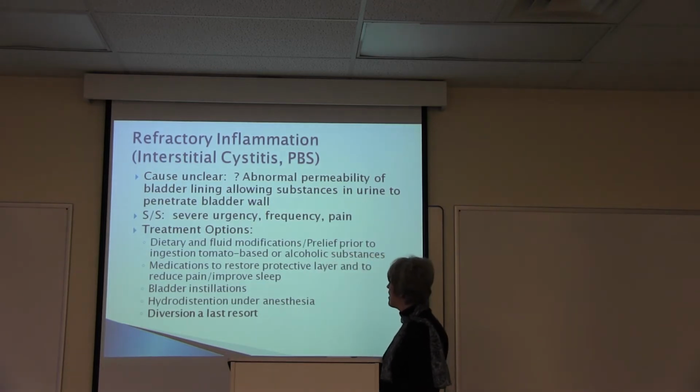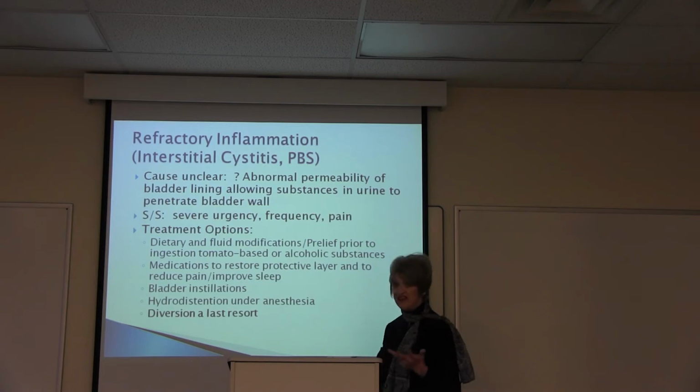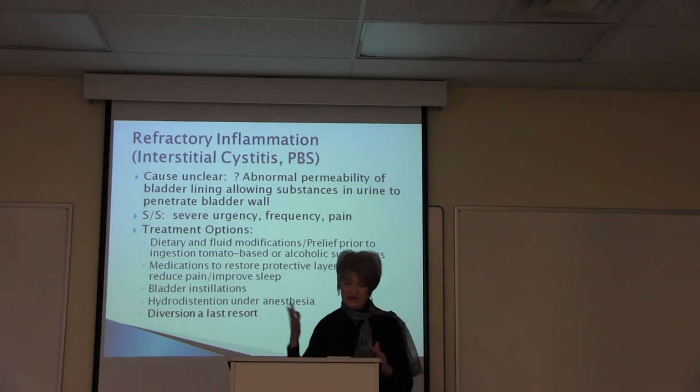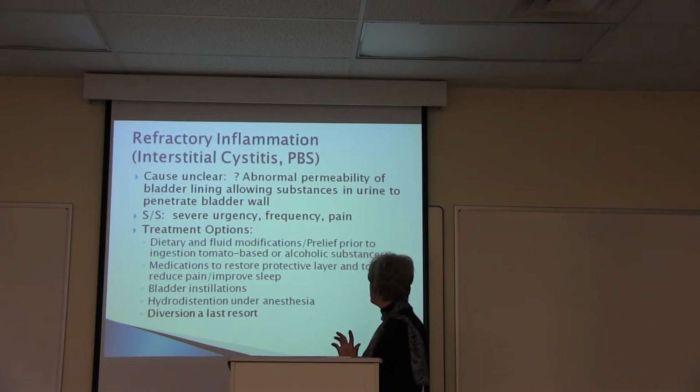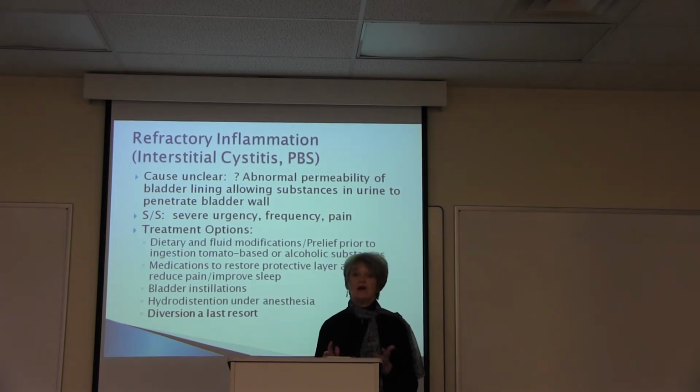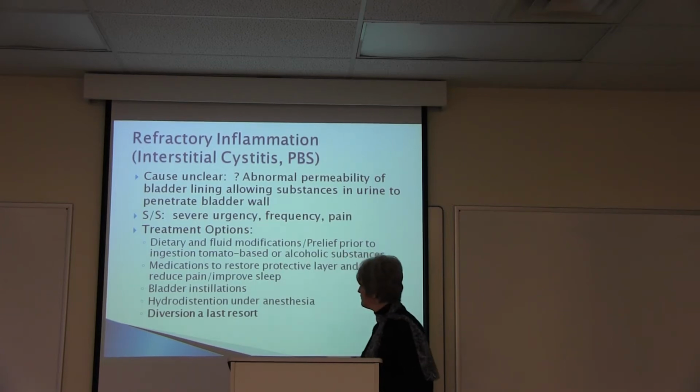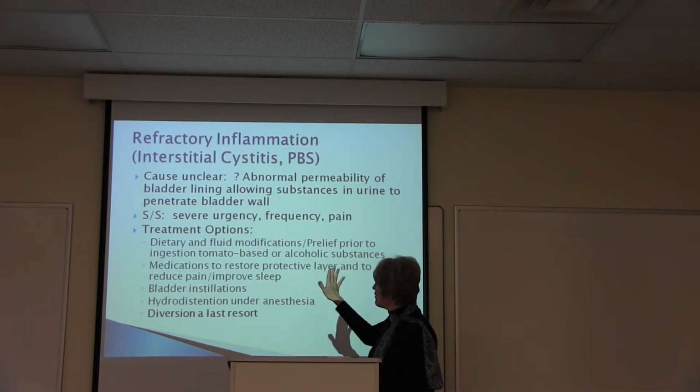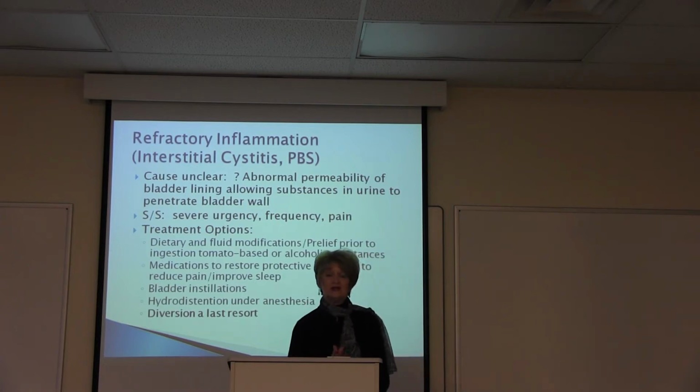So we talked about the cause being unclear, that we think, or that the researchers think, not me, the researchers think that there's some abnormality in the lining of the bladder wall that allows irritants in the urine to penetrate and to trigger an inflammatory process. We are very clear on clinical presentation. Patients with painful bladder syndrome or interstitial cystitis present with frequency, urgency, and pain, the classic signs of bladder inflammation.